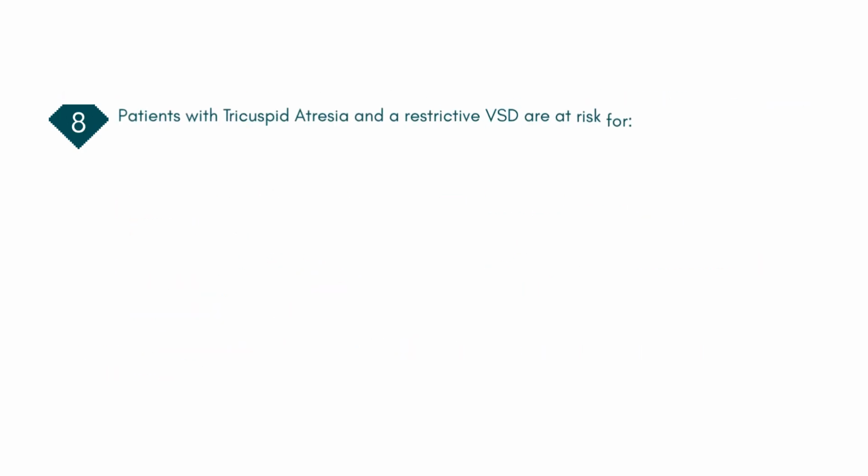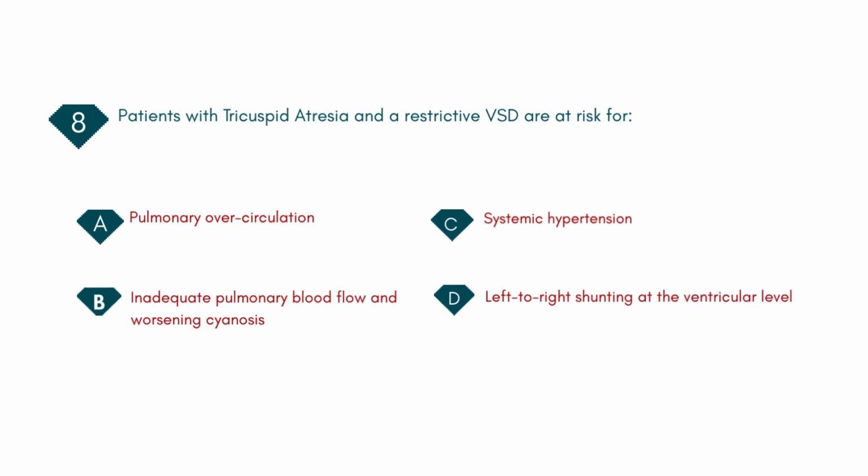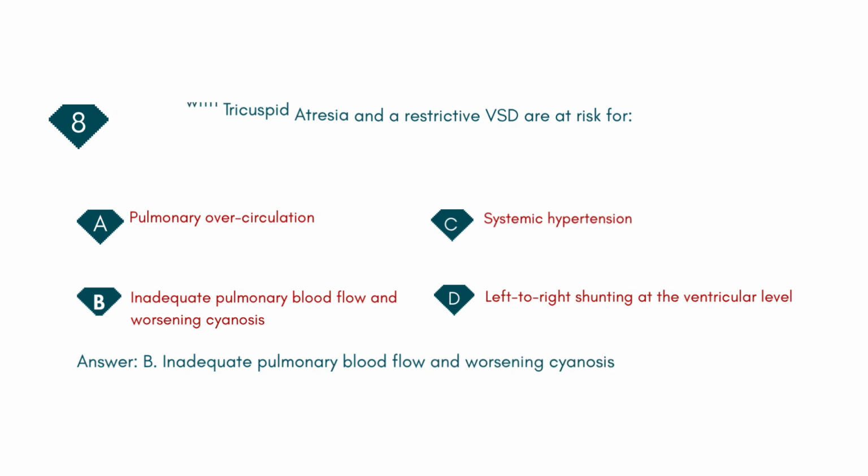Patients with tricuspid atresia and a restrictive VSD are at risk for A. Pulmonary overcirculation. B. Inadequate pulmonary blood flow and worsening cyanosis. C. Systemic hypertension. D. Left to right shunting at the ventricular level. Answer, B. Inadequate pulmonary blood flow and worsening cyanosis.